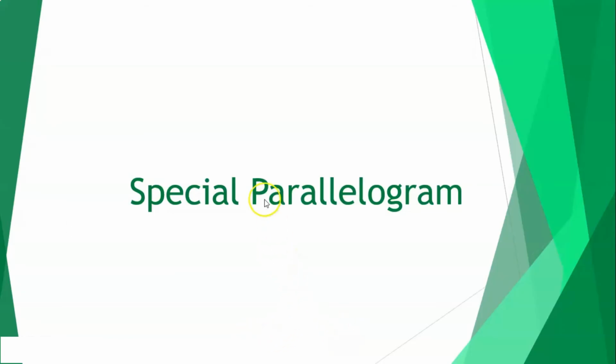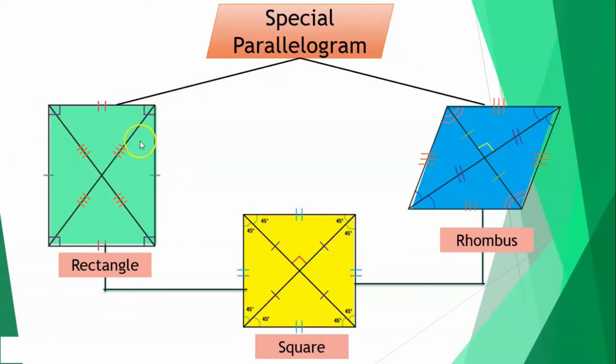Okay, so let's have the special parallelograms. Take note, there are three special parallelograms: a rectangle, a rhombus, and a square. A square is a rectangle and a rhombus combined, so whatever the properties of a rectangle and a rhombus are, they are also part of a square. So take note of that. Let's go one by one. Whatever the properties of a parallelogram are, they apply to these three.